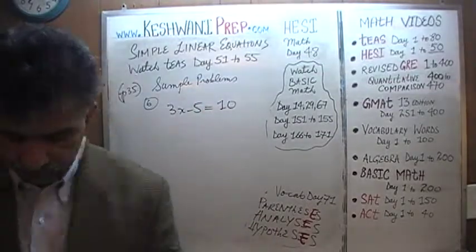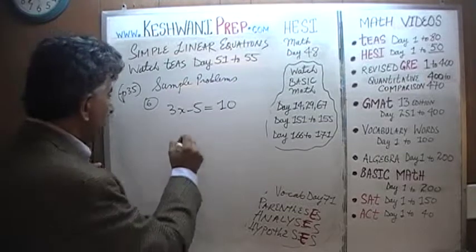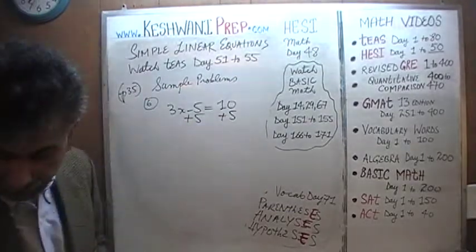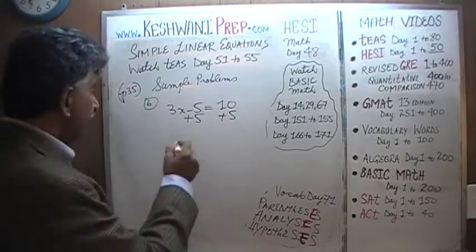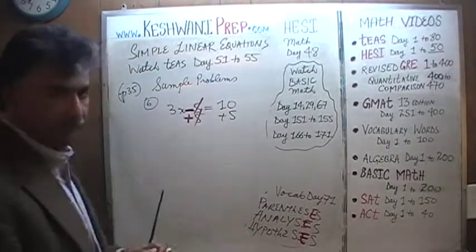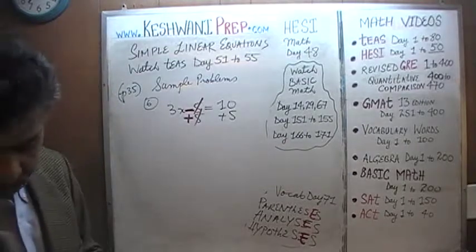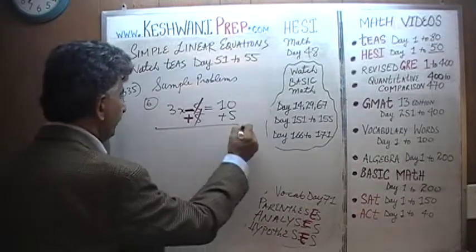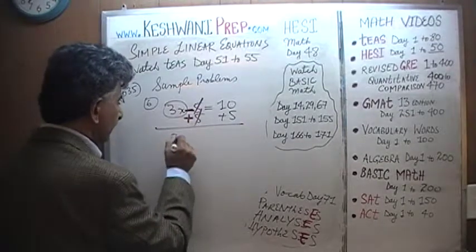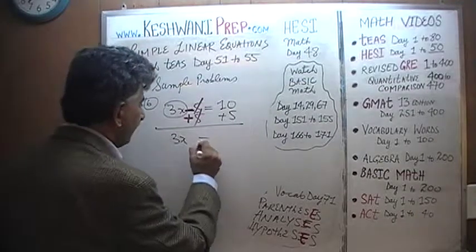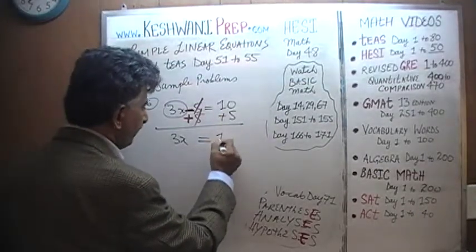3x minus 5 equals 10. Let's add 5 to both sides of the equation. Why do we want to add 5? Because we have a negative 5 here, and a negative 5 and a positive 5 are going to kill each other. When we add 5 to both sides, we end up here with 3x, and on this side, 10 plus 5, which is 15.